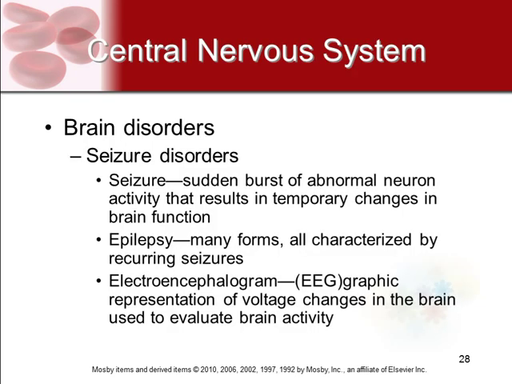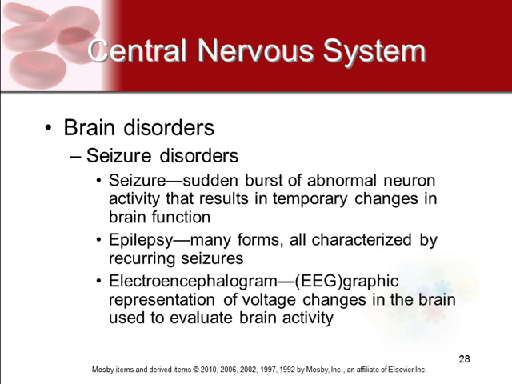So another nervous system disorder, brain disorder, are seizures. Seizures are a sudden burst of abnormal neuron activity that results in some temporary loss of brain functions. So your body is not only not under control, but it doesn't even necessarily function the way that it's supposed to, because your brain isn't functioning normally, so it's not sending out those messages that it's supposed to. Epilepsy. There are many different forms of it, but basically it's characterized by reoccurring seizures. It's not just a one-time thing, they're reoccurring.